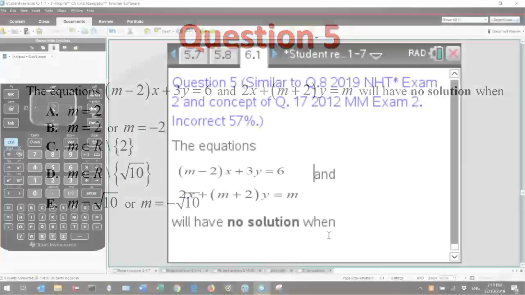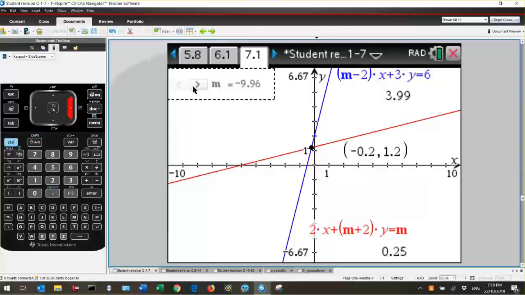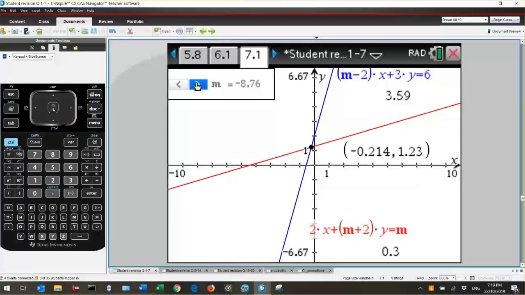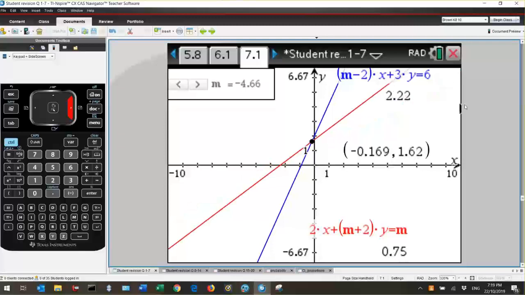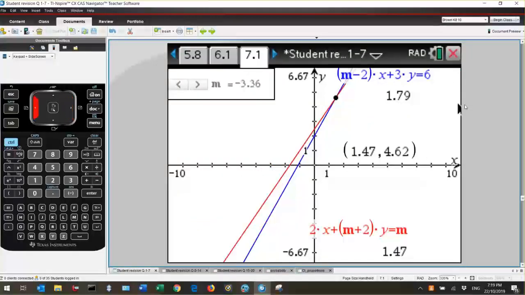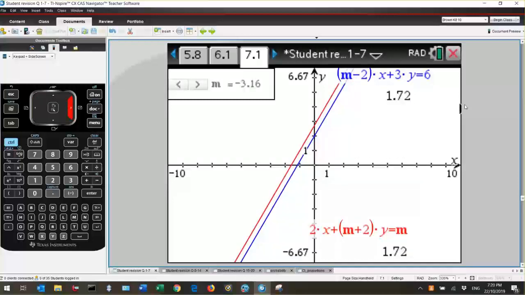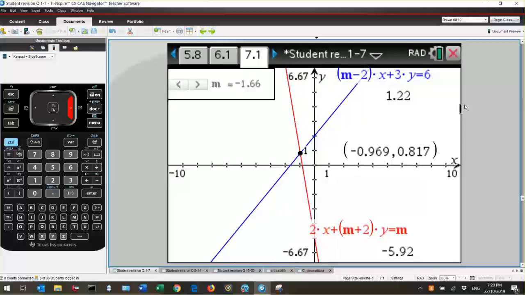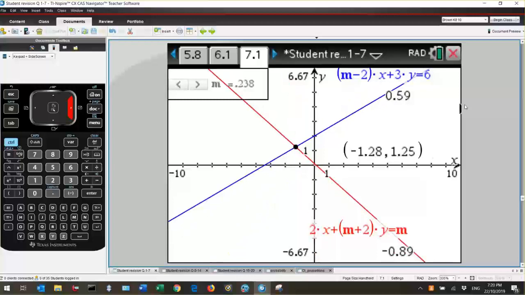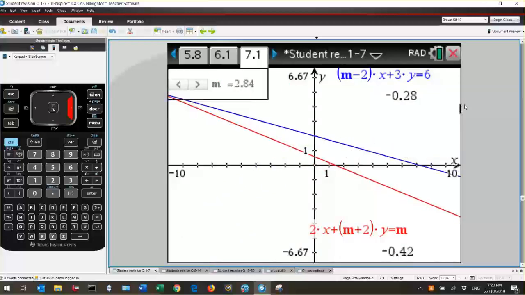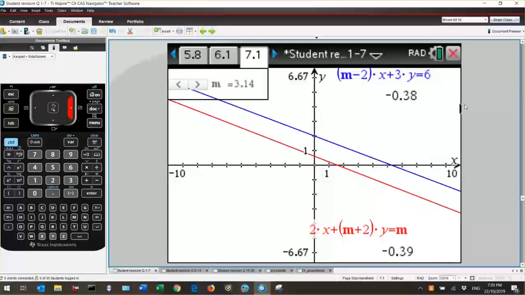I'm just going to have a small animation here to illustrate when it is that it might have no solution. Here we see that we have a unique solution. We see a single point of intersection. But somewhere around there, around about negative 3.16, the two lines are parallel. So there is clearly no solution. I keep going. It's a unique solution. We can see a point of intersection.